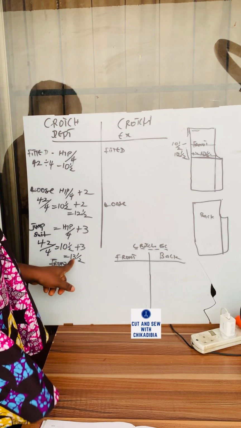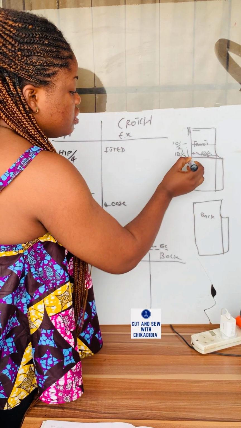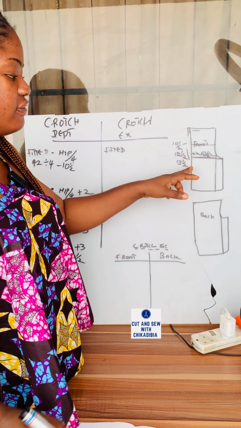So if I'm making a jumpsuit, I am going to mark the distance from here, from my waist to the crotch depth, as 13 and a half inches. That's the distance from here to here.